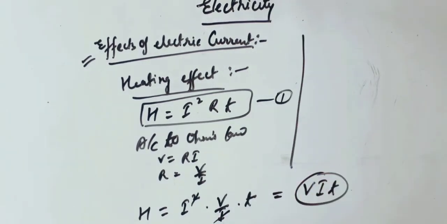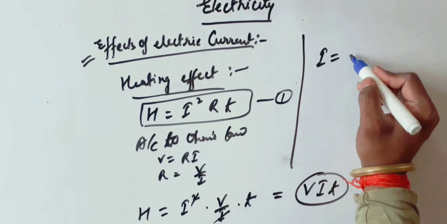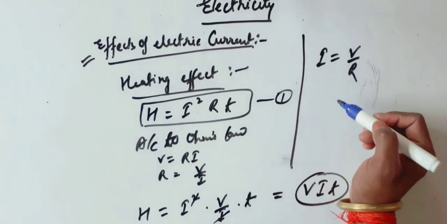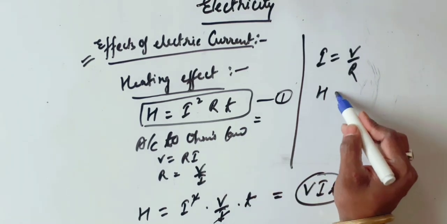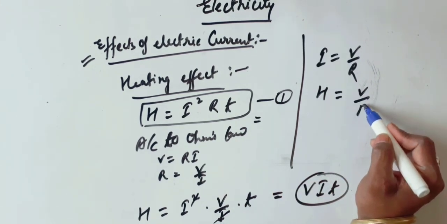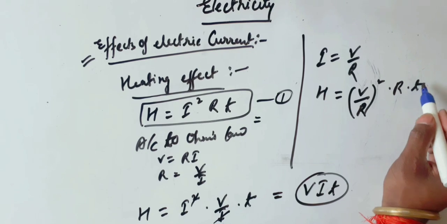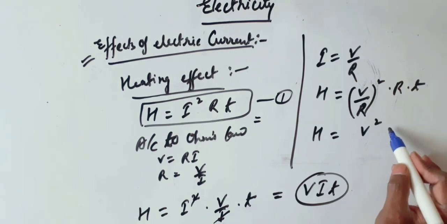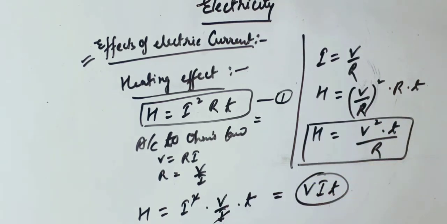We will derive one more formula. As we know, I is equal to V by R. When we put the value of I in the first equation, we get heat equals (V by R) whole square into R into T. One R cancels with one R, and we get V square T by R. This is another formula for heat produced in the circuit.